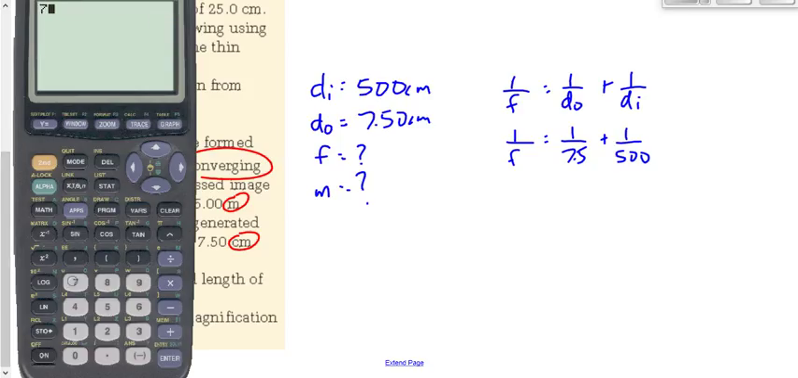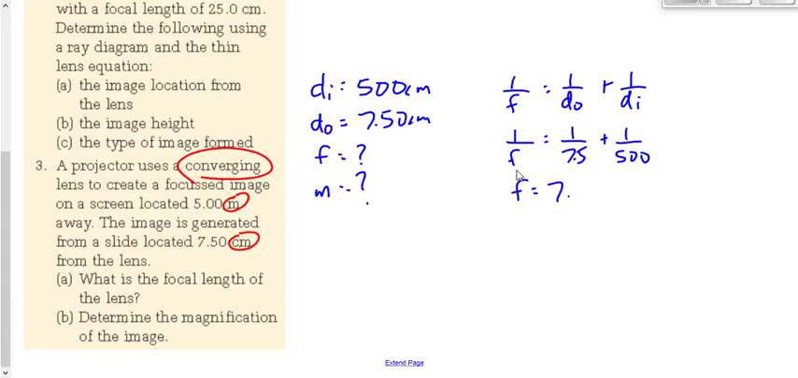Say 7.5 x to the minus 1 plus 500 x to the minus 1. Is that my answer? Almost. What do I got to do with it? Flip it over, x to the minus 1, not x squared. X to the minus 1, there we go. 7.39, so focal length is 7.39 centimeters.